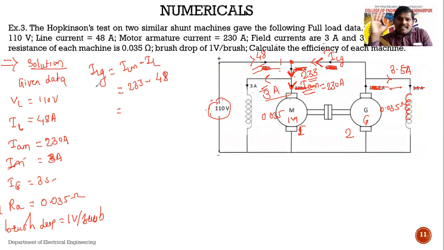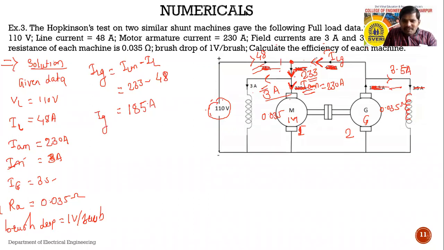First of all, finding this current is very important, then we are able to calculate the efficiency. Until this current is found we cannot calculate the efficiency, because you need the value of each and every current for finding the losses. What is the value? 233 minus 48, 185. So the output current of the generator is 185 ampere.